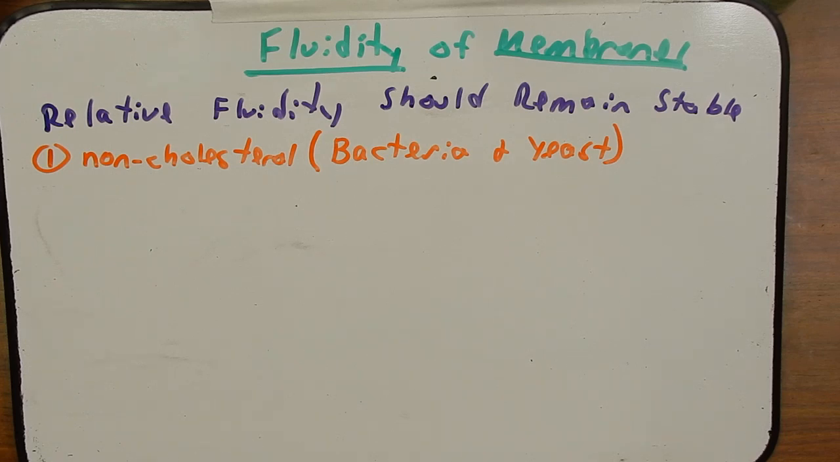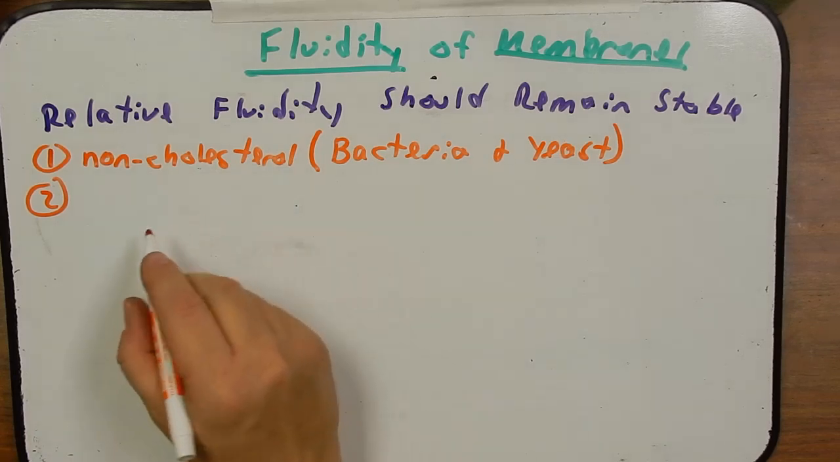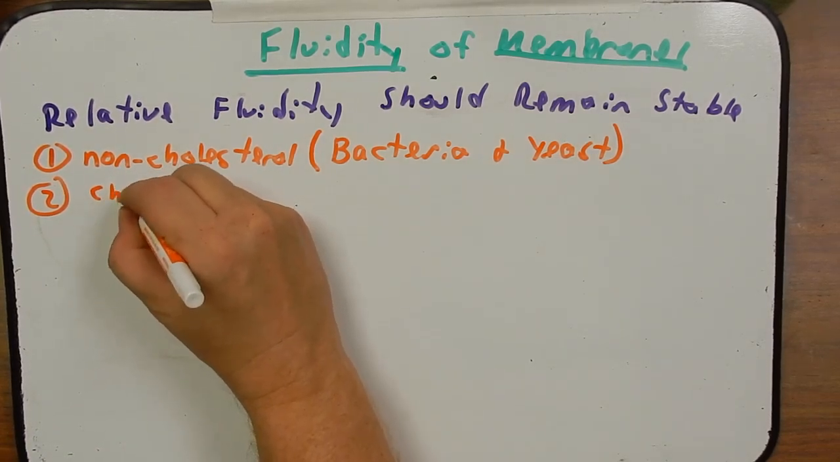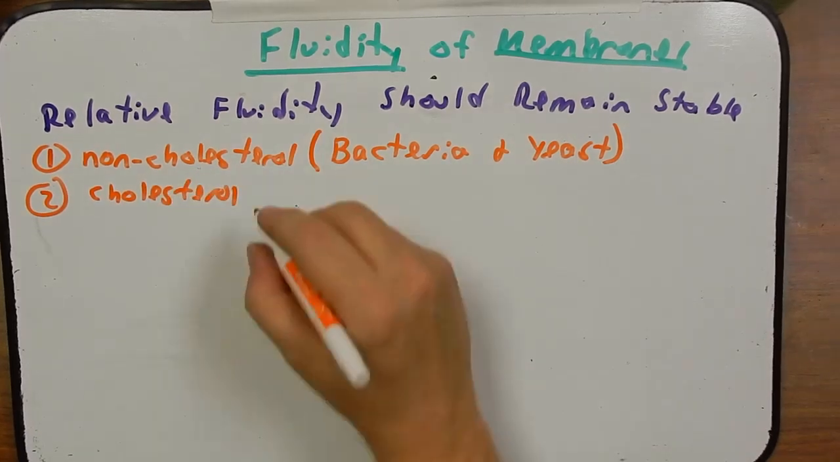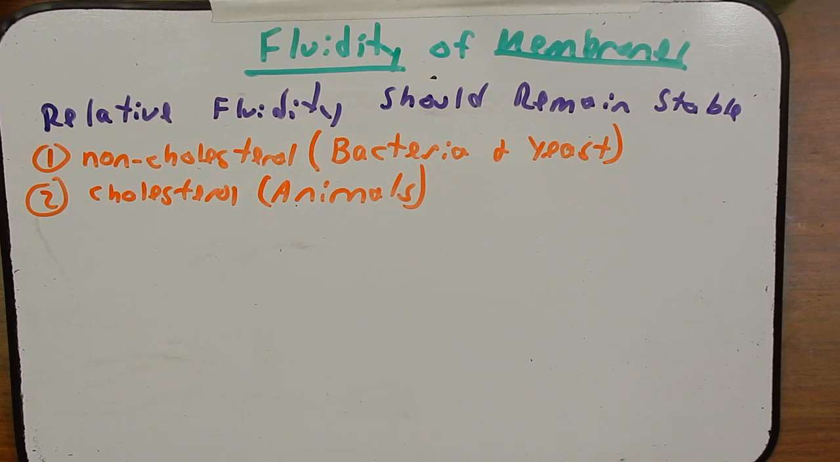Fluctuations in temperatures affect bacteria and yeast very quickly, so they have to have a mechanism to respond. The other mechanism I want to talk about, I'm sure this will shock you after hearing the first mechanism, but this one's going to be the cholesterol mechanism. And this is something we will see in animals. But first, let's talk about the non-cholesterol way.